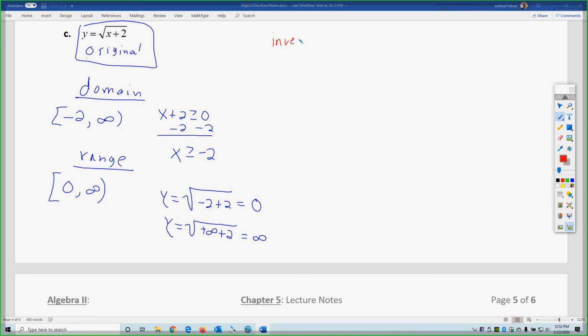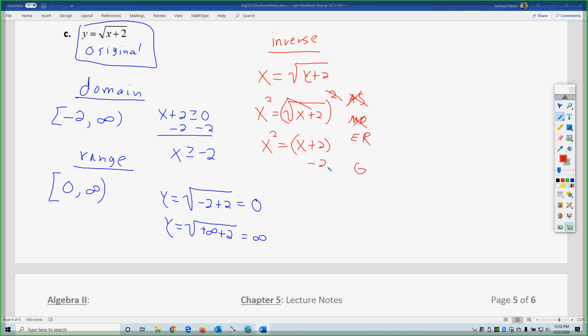Inverse. Switch the variables. X equals the square root of y plus 2. Add subtract step, there isn't one because the add subtract is inside the parentheses. Multiply divide, there just isn't one. Exponents and radicals, so I'll square both sides. So they'll cancel. X squared equals y plus 2. Grouping symbol, so minus 2. X squared minus 2 equals y. Oops, we lost our y here. This is a y all the way down through, right? Okay. So f inverse of x equals x squared minus 2.